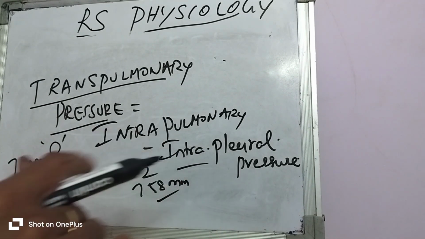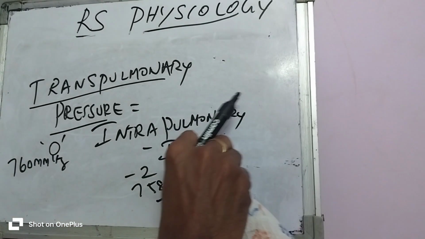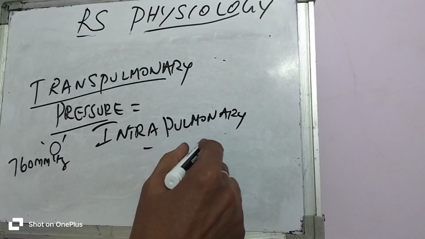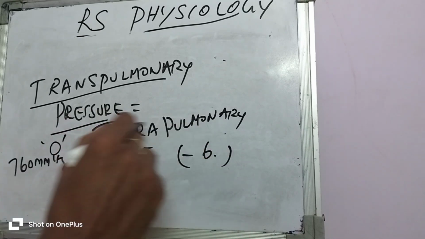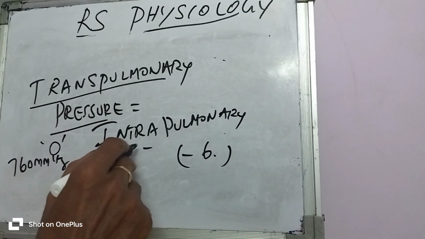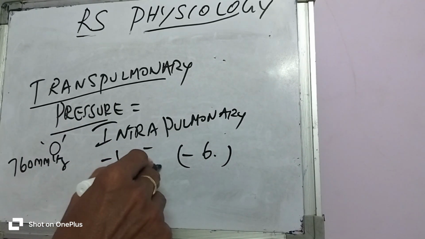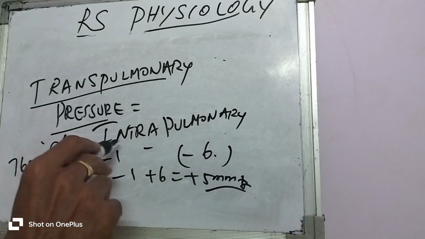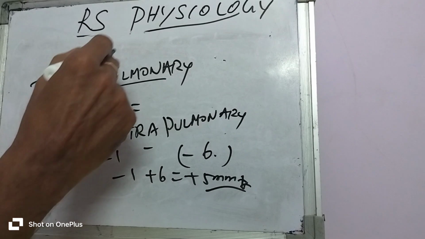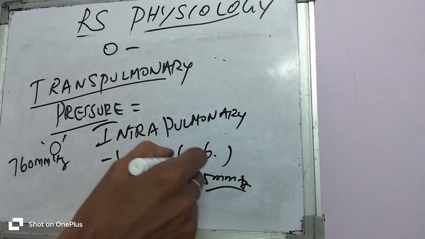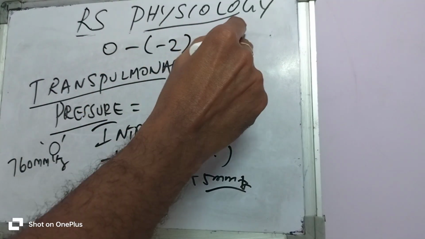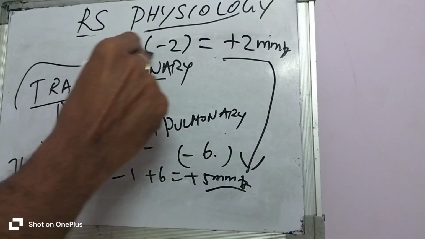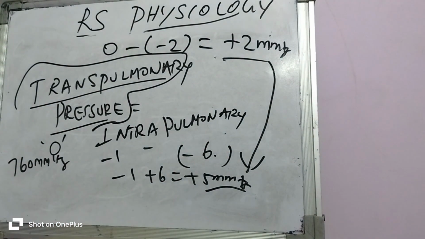Now, if the intrapleural pressure is increasing during the inspiration, say the value is becoming more negative, going to -6 mm of mercury, and if the intrapulmonary pressure is going to -1, so -1 plus 6, it will be around plus 5 mm of mercury, which is the increase in the transpulmonary pressure. So initially, at the beginning of inspiration, the intrapulmonary pressure is 0 minus the intrapleural pressure of minus 2. It is plus 2 mm of mercury. So mathematically, it is increased. That is the value of the transpulmonary pressure during the inspiration.